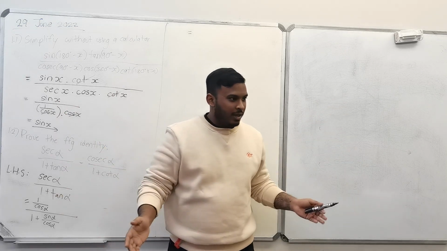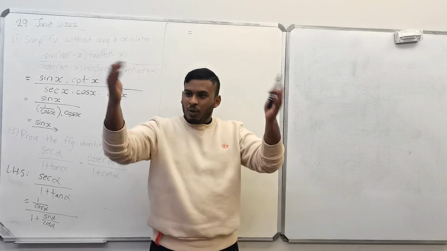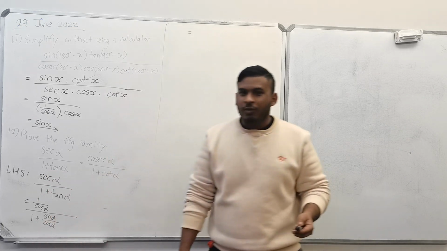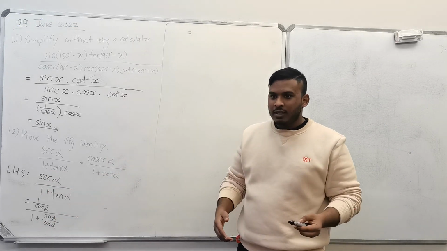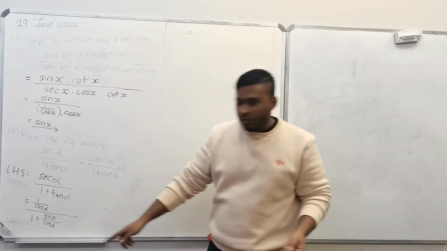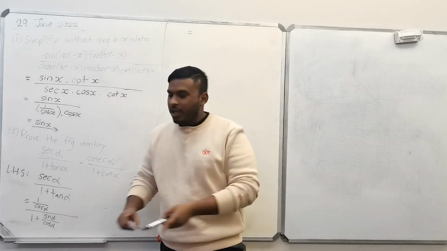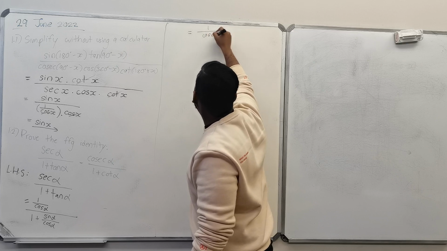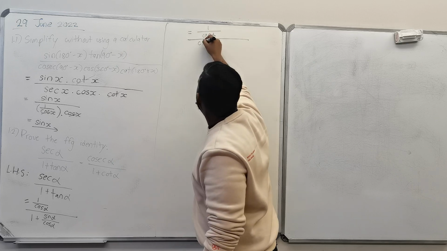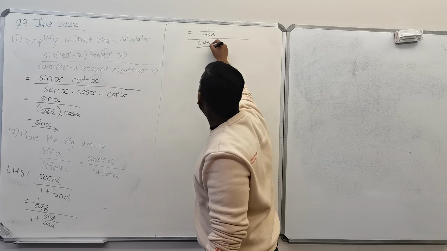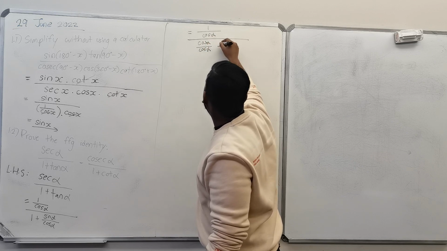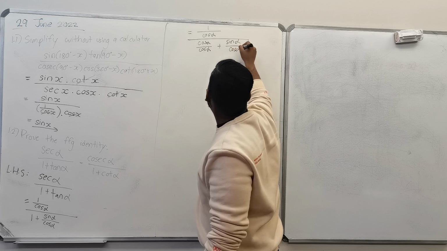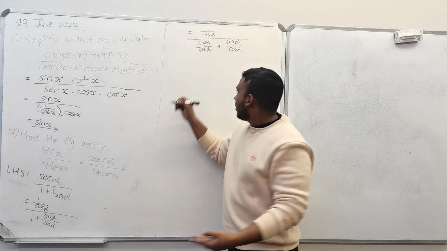Now remember the number 1. Anything over that 1 is 1. So what would be the best thing to make it over? Cos over cos, right? Because cos is your denominator here. So you would end up with 1 over cos alpha all over cos alpha over cos alpha plus sine alpha all over cos alpha. You understand this, right? Okay.